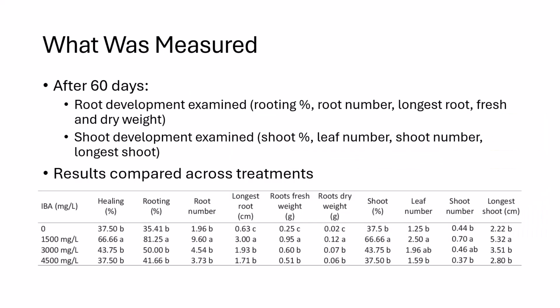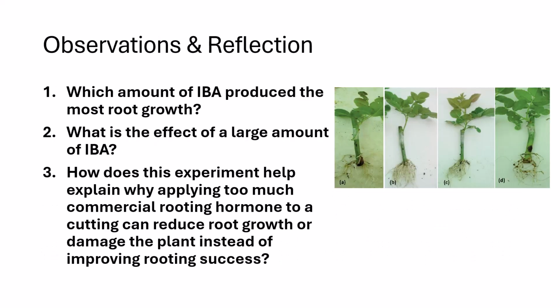After the cuttings were given time to grow, they were examined for root and shoot development. Parameters such as rooting percentage, root number, and fresh and dry weight for each cutting were recorded and then compared across the treatment groups. This kind of setup allows scientists to directly compare how different hormone concentrations influence root formation in otherwise identical plants.